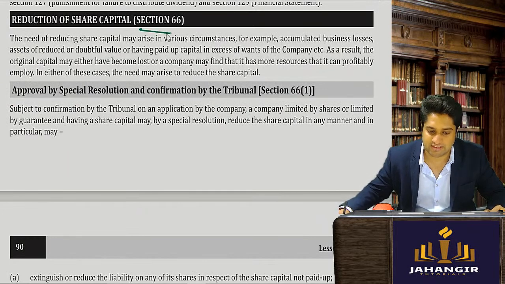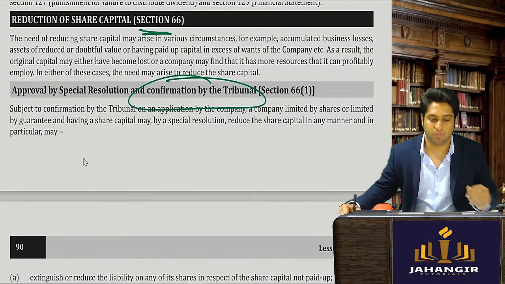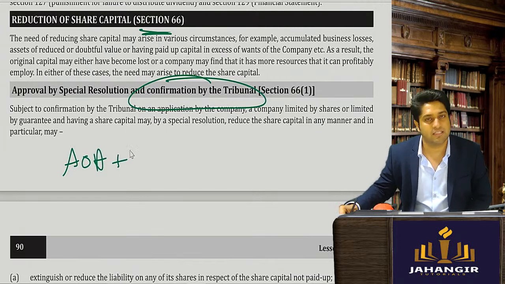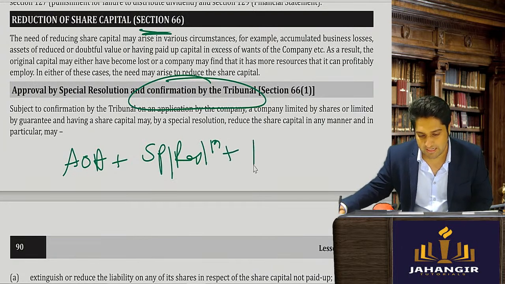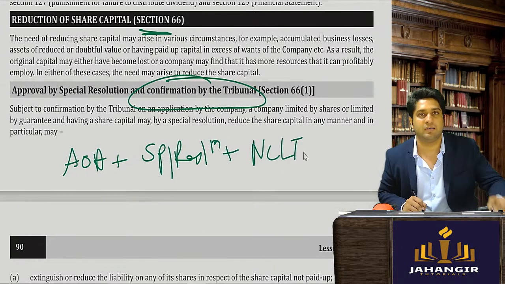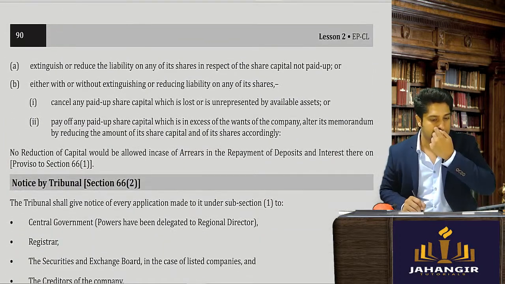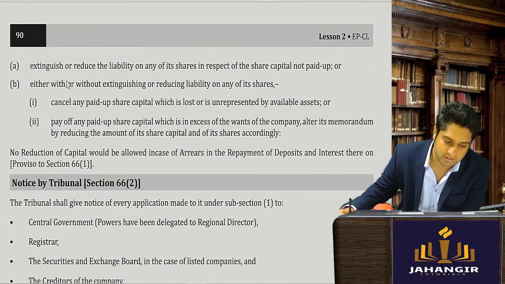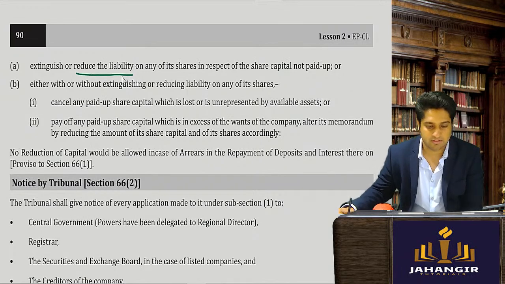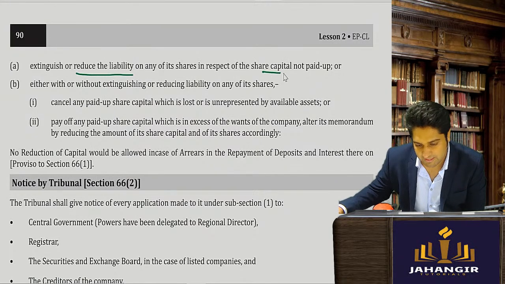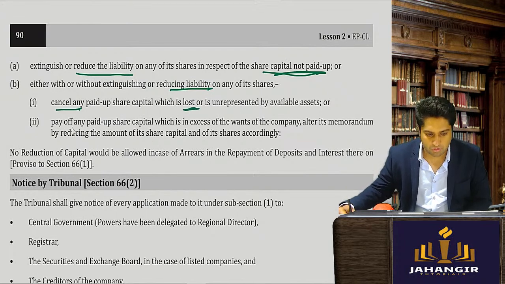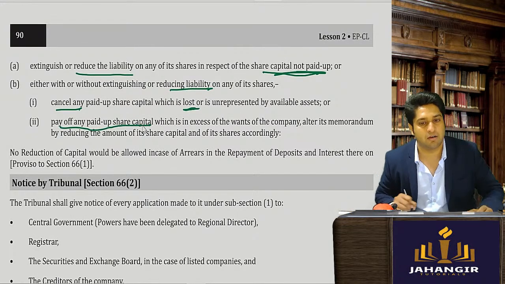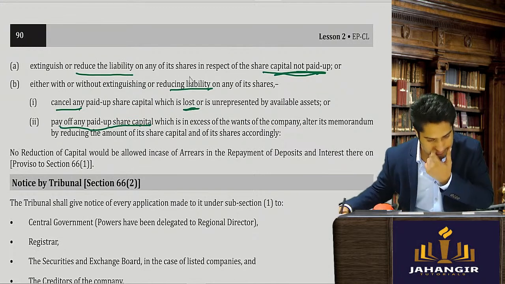So we are going to talk about section 66, which requires NCLT approval. So first, the articles should authorize, a special resolution is needed, plus NCLT approval is needed to complete a reduction of share capital. Now the modes, how do you reduce it? One is to reduce the liability of the share which has not been paid up, or reduce the liability by cancelling capital which has been lost, or pay off any paid up capital which is in excess of the company's needs.